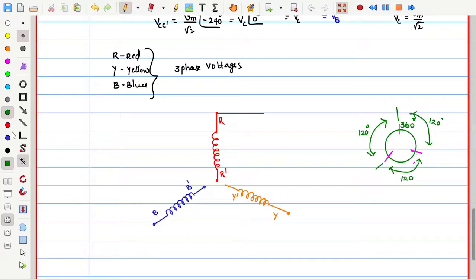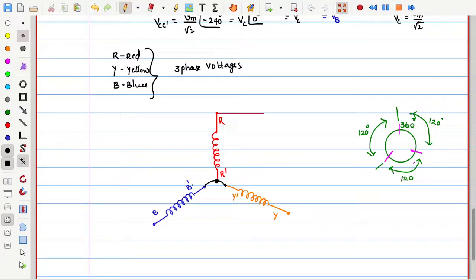Now what I will do is try to join all three by some wire, that is, I joined the R dash, Y dash, B dash terminals. Now could you see this pattern? We had already seen this kind of thing. Is it looking like a star connection? It is basically a star connection.